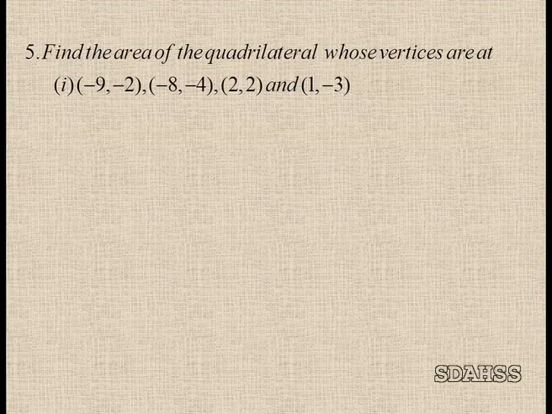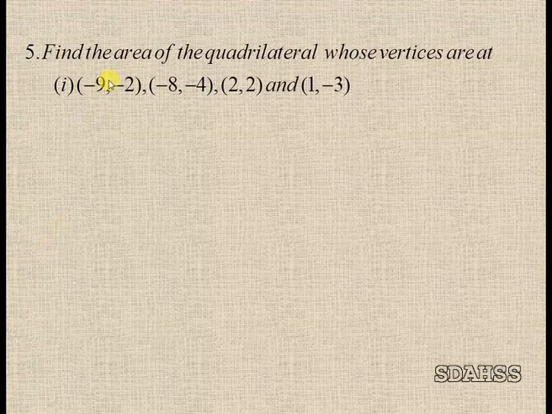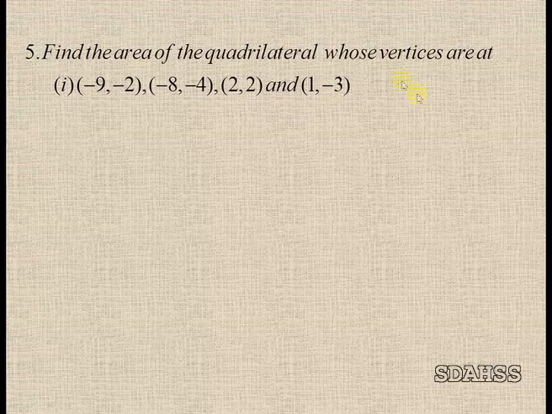Fifth sum. Find the area of the quadrilateral whose vertices are at sub-division 1: (-9, -2), (-8, -4), (2, 2) and (1, -3). Here 4 vertices are given to you. We want to find the area of a quadrilateral.